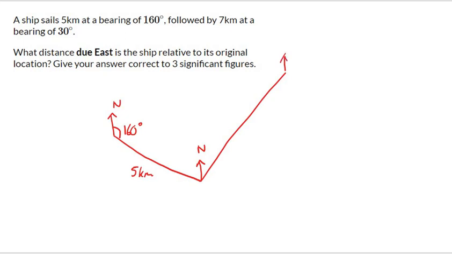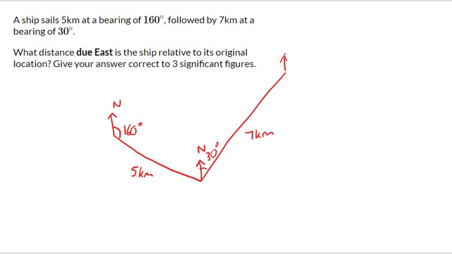Okay, and we're marking our 30 degrees and 7 kilometers. Ooh, they're a bit naughty in the question. They should have a 0, 30. Right, what's the question? What distance due east is the ship relative to its original location?